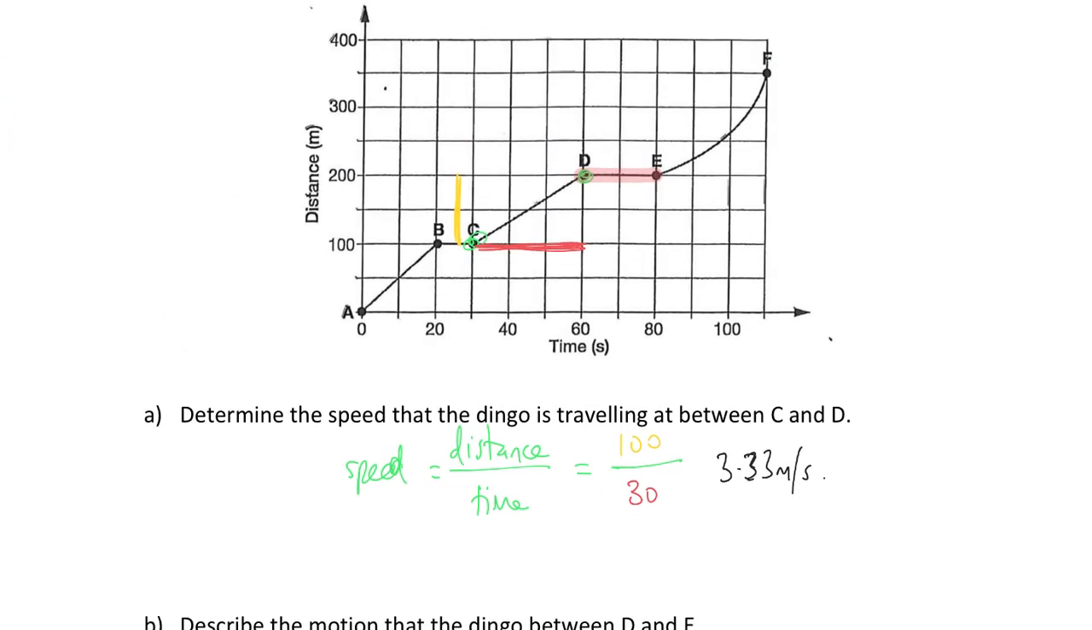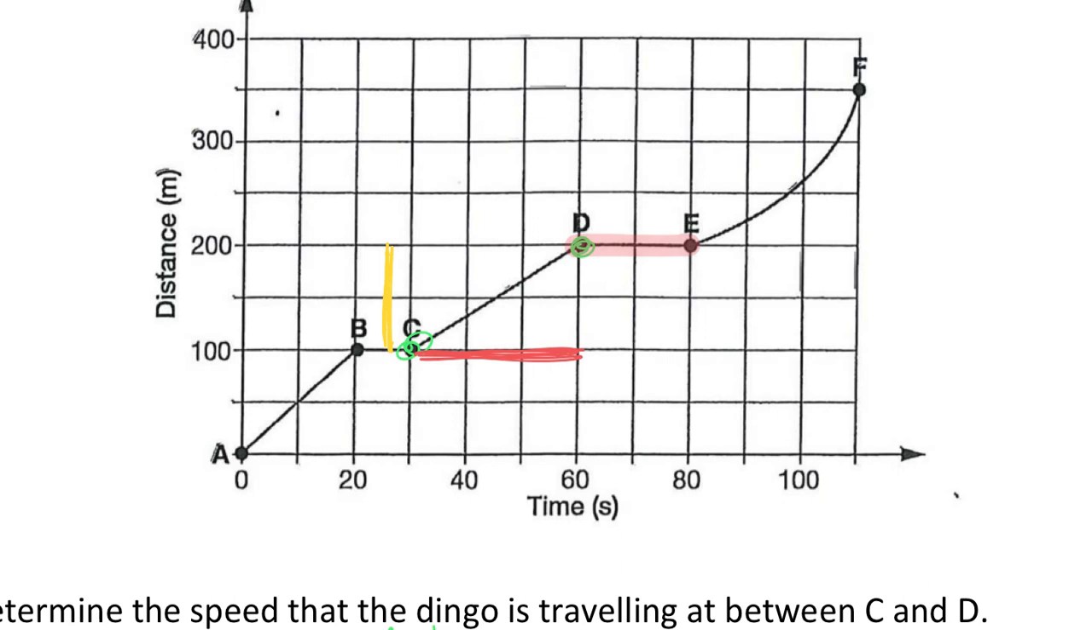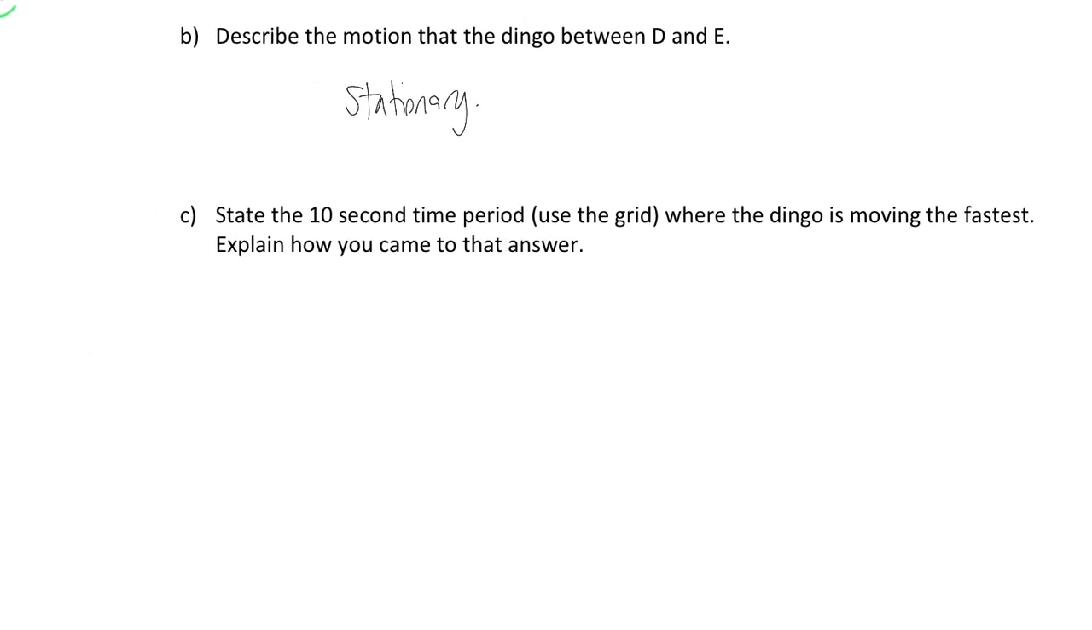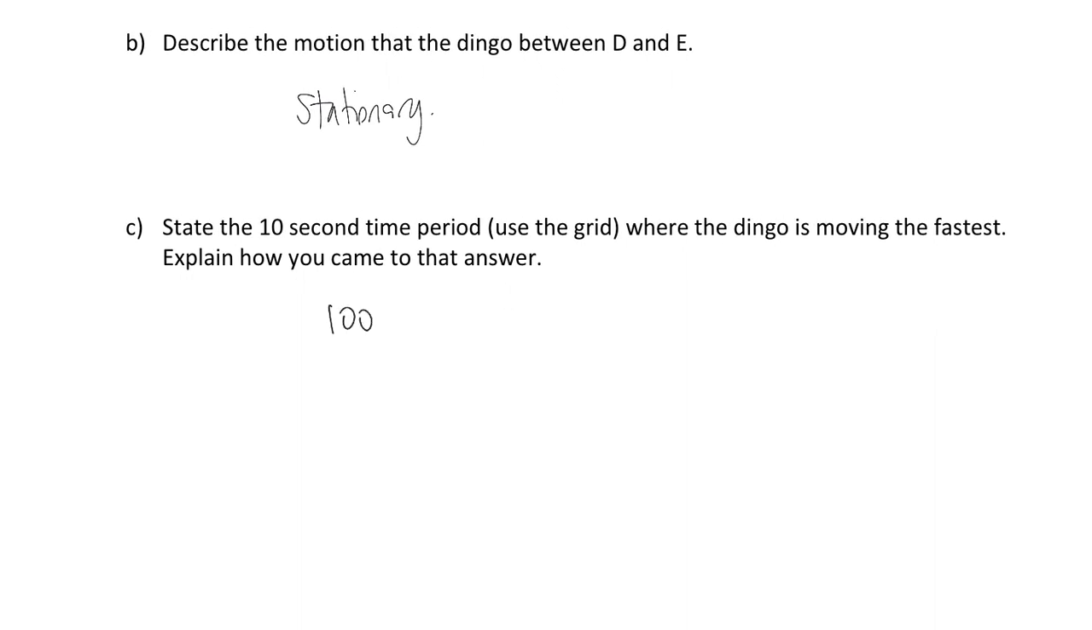State the 10-second time period using the grid where the dingo is moving the fastest. Explain how you came to that answer. So looking here, what are we looking for when we are looking for the fastest part, Jisnu? The steepest curve. Where is the steepest curve? It's round about here. The 10-second time frame where it's the steepest curve is there. So it's between 100 and 110 seconds. You'll notice that this entire area between E and F is accelerating, right? And so therefore, it's just getting faster and faster. And so therefore, it's moving the fastest at 100 to 110 seconds. Right?